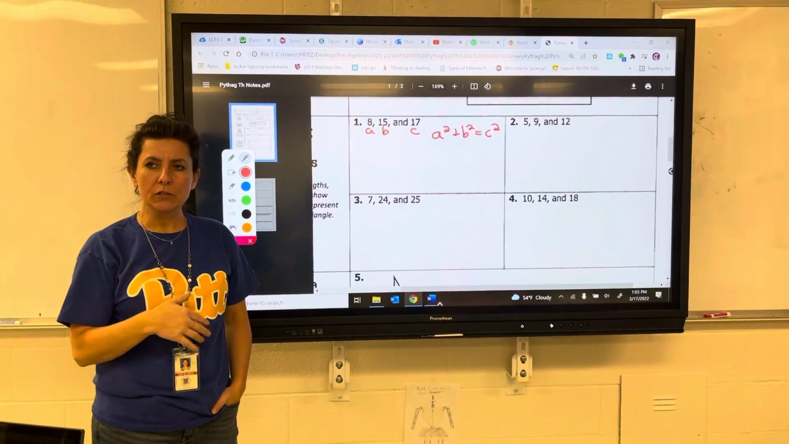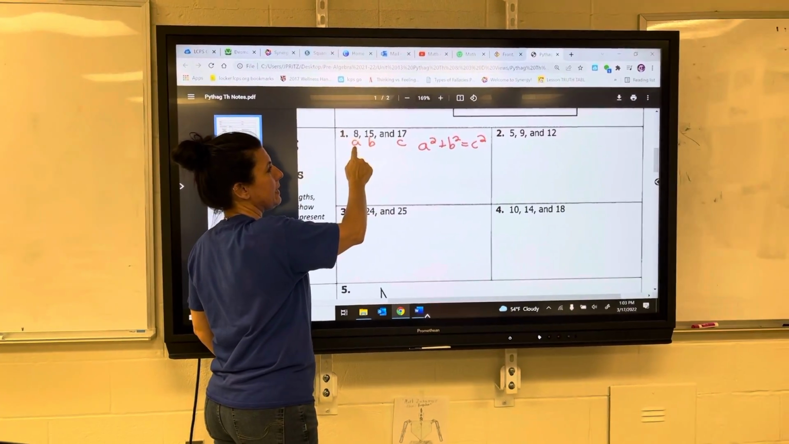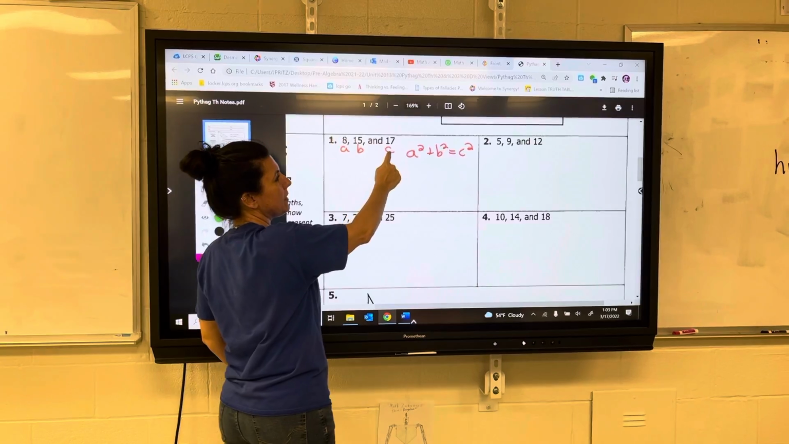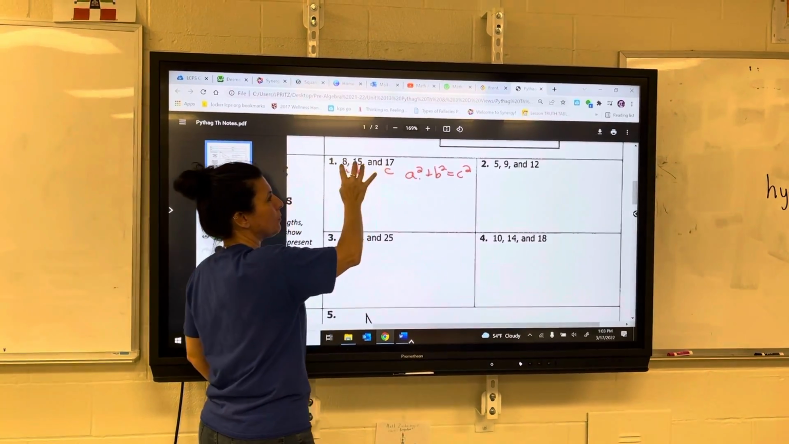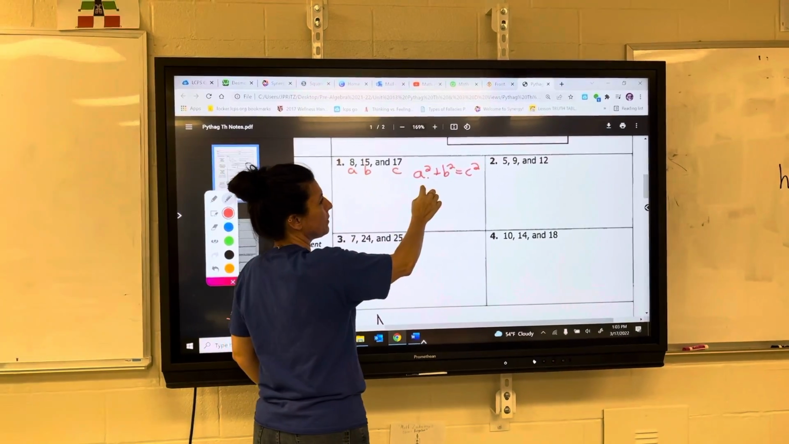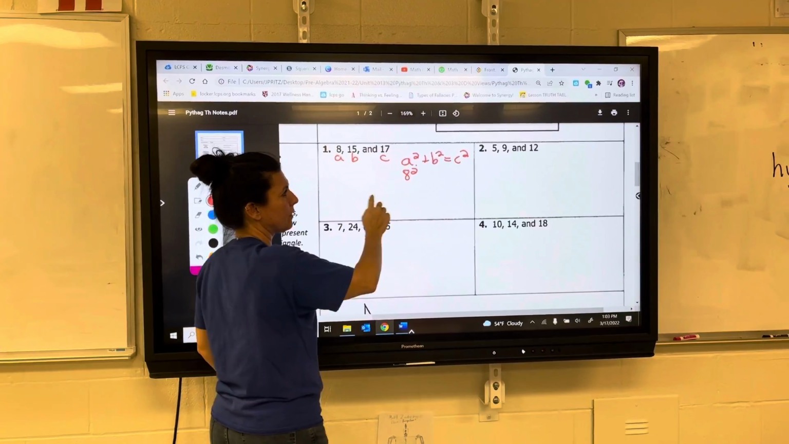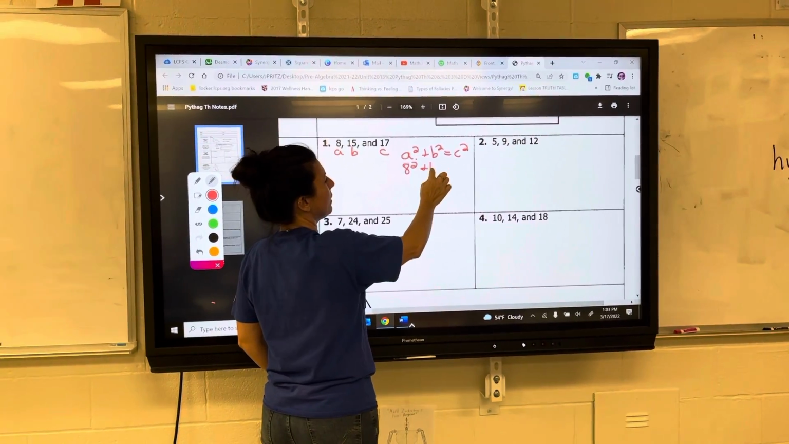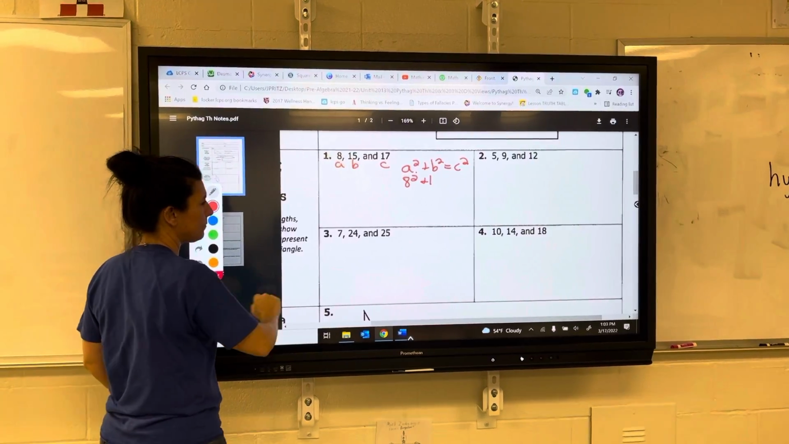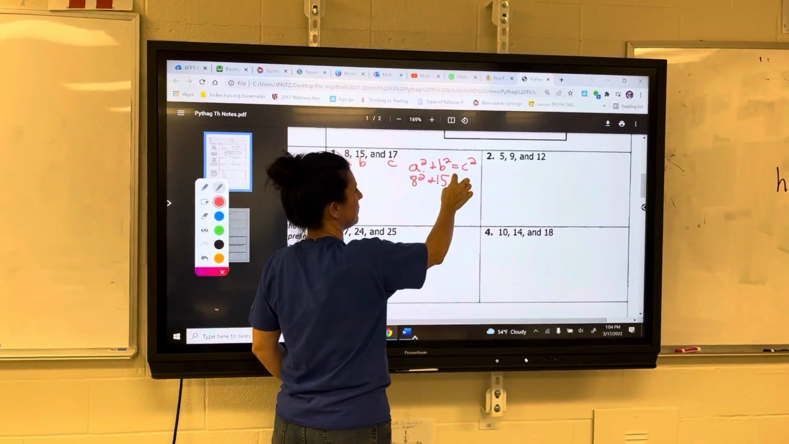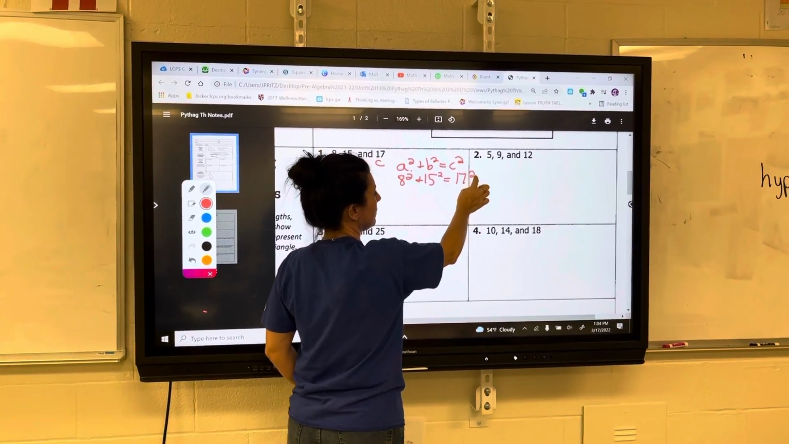The next thing I'm going to do is plug in my numbers. I've already identified that A is 8, B is 15, and C is 17. So I'm going to take out my variables and plug in my numbers. So instead of a squared, I'm going to write 8 squared. Instead of b squared, I'm going to write 15 squared. That's really sloppy. Let me try that again. Bring down your equals, and C is 17.